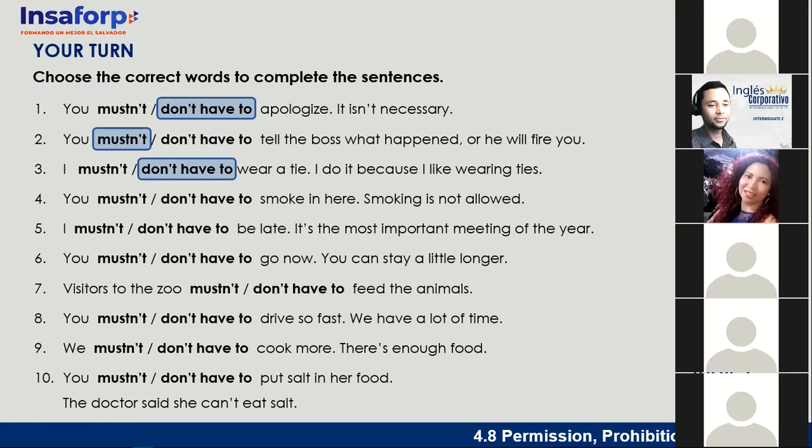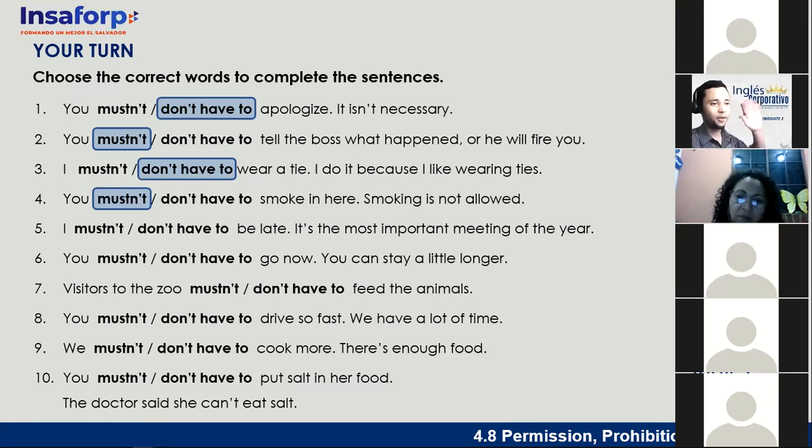Number four, Maria. Okay. You mustn't smoke in here. Smoking is not allowed. Mm-hmm. You mustn't smoke in here. Smoking is not allowed. Very good, Maria. Thank you. Number five, volunteer, please.